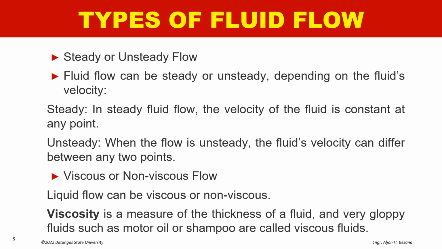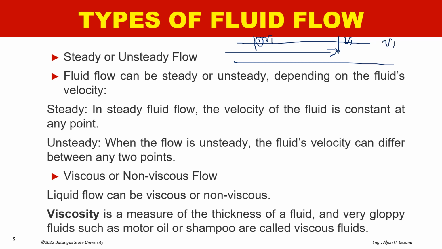Again, for steady and non-steady flow, to better comprehend, a steady flow example. Okay. So for steady flow, I have a pipe. Then there's a flow of water or flow of fluid. At point 1, the velocity is v1. At point 2, the velocity is v2. When v1 is equal to v2, then the fluid is steady.